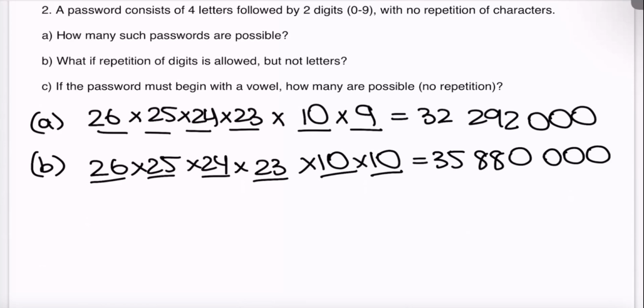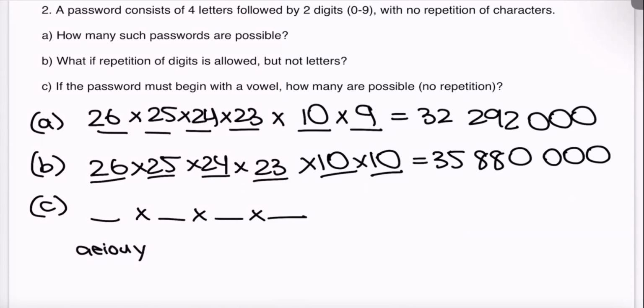Okay, part C asks if the password must begin with a vowel, how many are possible with no repetition? Okay, so assuming that now we're not allowed repetition for anything, once again, and the password must begin with a vowel. Well, here's the thing. How many vowels are there in the alphabet? Well, there's A, E, I, O, U, and sometimes Y. So I guess I'll include Y here because Y is sometimes a vowel. So that's 6 possibilities then, 6 vowels. And so I'm going to put 6 here.